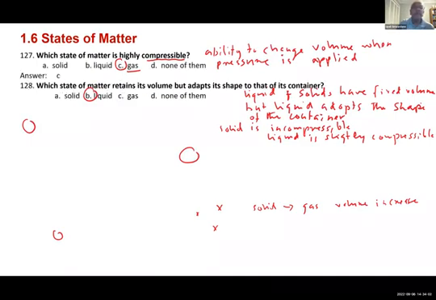Now we're going to do a quick going over. These are kind of simple questions. This won't take much time. Which state of matter is highly compressible? Compressible is the ability to change volume when pressure is applied. Liquid and solid don't change that much in volume when pressure is applied. Gas is the most compressible.